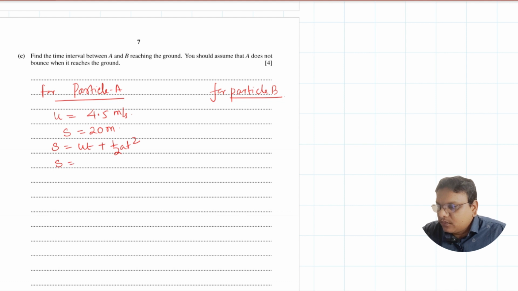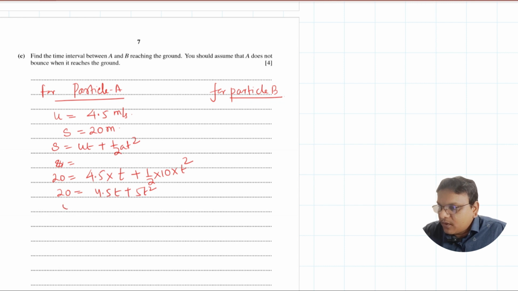So s equal to what? s is given, so please put the value of the distance, that is 20 meters. u is given, 4.5 times t, we need to find t, plus half at squared. Acceleration due to gravity will be 10, and t squared is like this. We need to find the value of t here. So 20 is equal to 4.5t plus 5t squared.